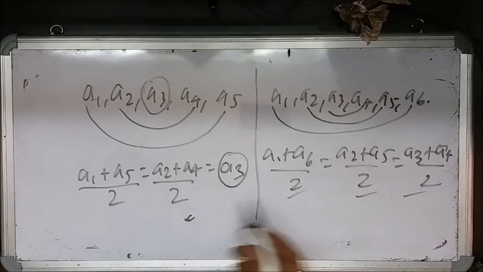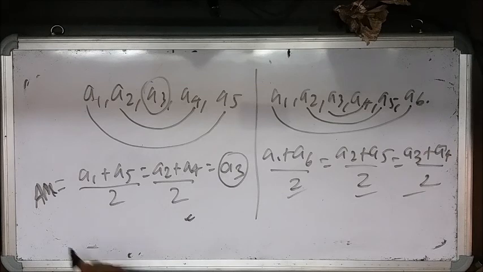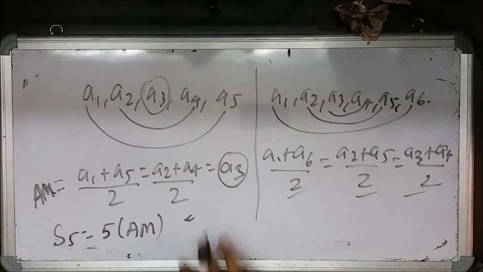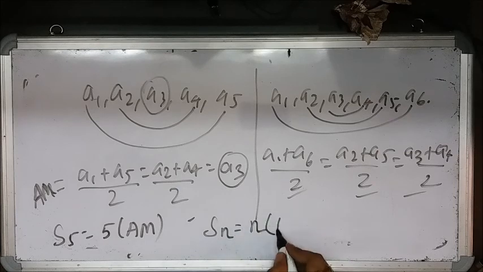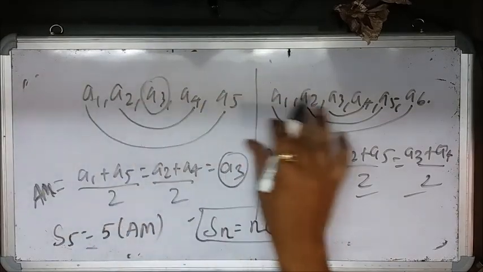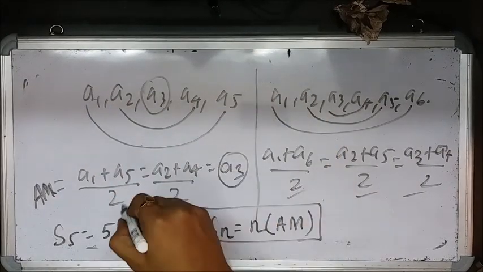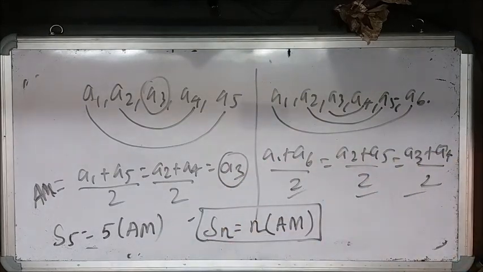Now, from this, suppose these all come out to be AM, the arithmetic mean. So the sum of 5 terms will be nothing but 5 into AM. So what I can say is that the sum of n terms of an AP, we already have two formulas, and this formula says it will be equal to n into AM. AM is the arithmetic mean of this arithmetic progression, and that can be found by adding the extreme terms divided by 2, any two extreme terms, starting from the beginning and the end. So this becomes very important.